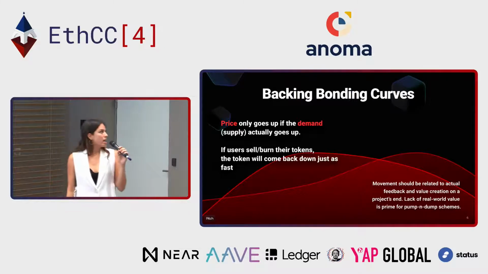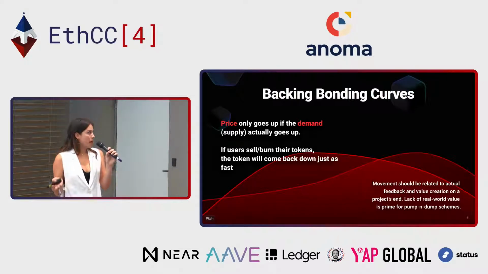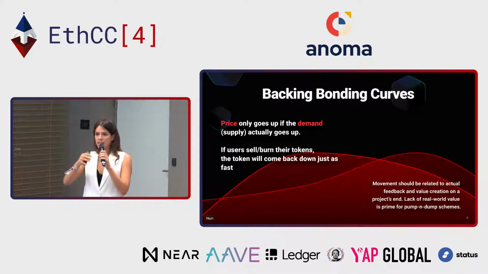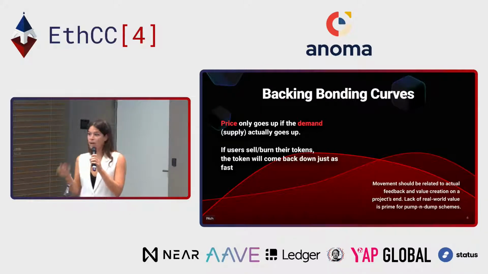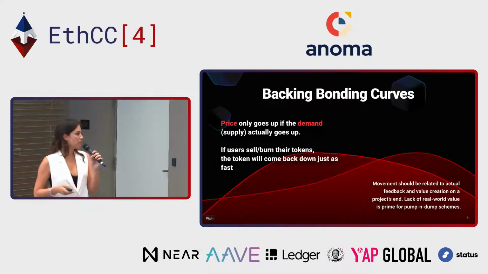So yeah, as I said, the price only goes up if the demand and supply actually goes up. Some people, when they hear about bonding curves and they hear that there's a predetermined algorithm in it, assume it just goes up to go up. Obviously, you need the demand. If people pull out, it'll go down just as quickly as it went up.